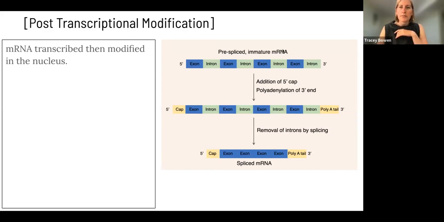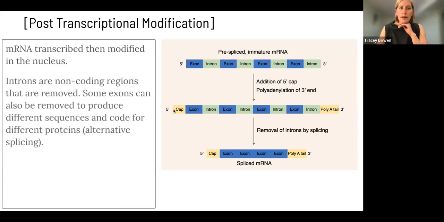So this immature RNA is going to get cut up and have a 5' cap and a poly A tail added onto it before it's considered mature, and then it can move out of the nucleus. Introns are going to get cut out of here, and then the exons are attached together. Some of these exons can also be removed, and if they are, then a different polypeptide would be created. So the messenger RNA, the immature version, may look the same, but then be cut differently and therefore produce different polypeptides.